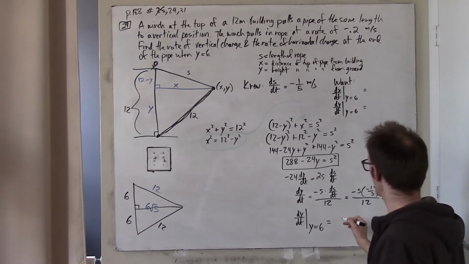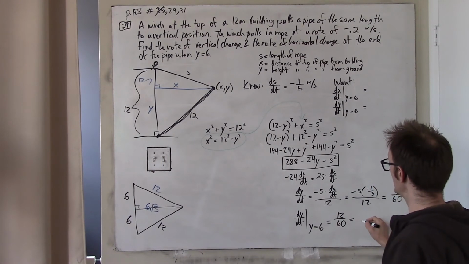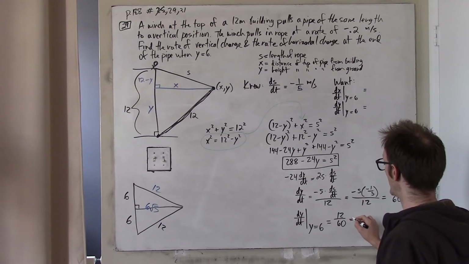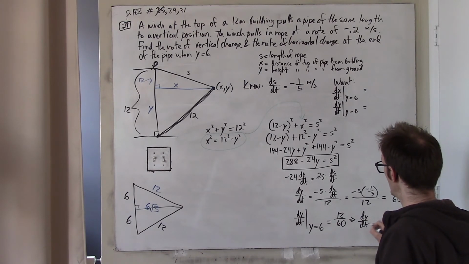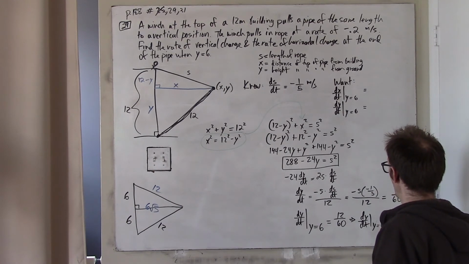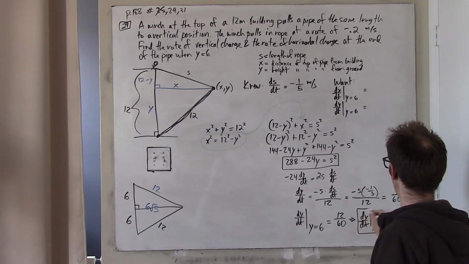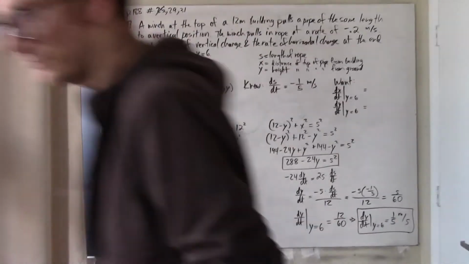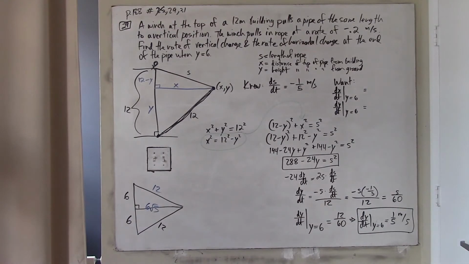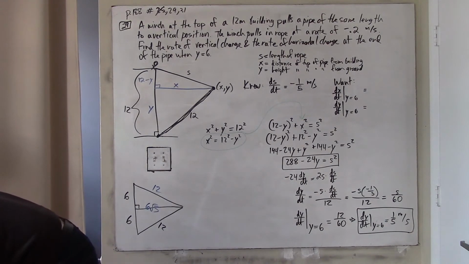And so the answer is 12 over 60. And so the answer is that dy dt at y equals 6 is in fact 1/5 of a meter per second. I'll put a box around that. I would like to check that really fast to make sure I'm not just being totally wrong here, but I bet that's right. Sorry for the dead time.